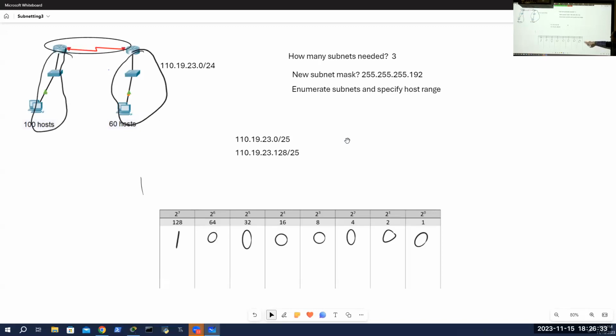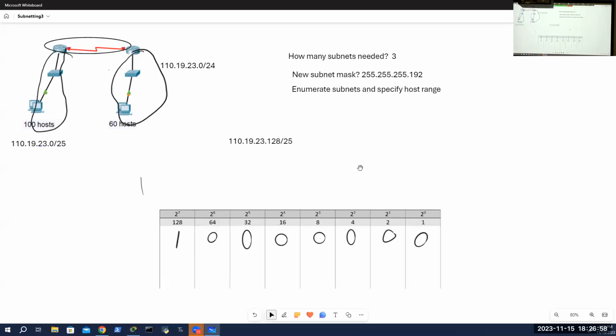How many hosts do we need? Just start writing zeros down, starting from the right. And then once you have enough zeros, in this case 7, to get 100 hosts, then you put a 1, and then you say, okay, only 1 bit is being reallocated. And now we are going to assign this network over here. So this one's used, we can't use it anymore. Now we've got this one.